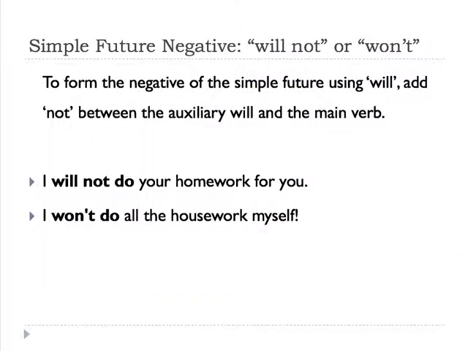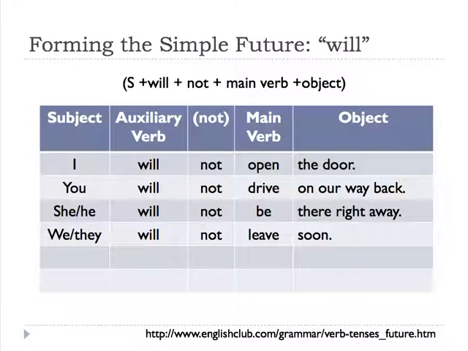If you want to make the simple future negative, you use will not or the contraction won't, okay? And the not fits in between the will and the base form of the verb. And it looks like this: I will not do your homework for you. Or if you use the contraction, it is I won't do all the housework myself. There it is on our chart. You just insert the not between the auxiliary verb and the main verb.